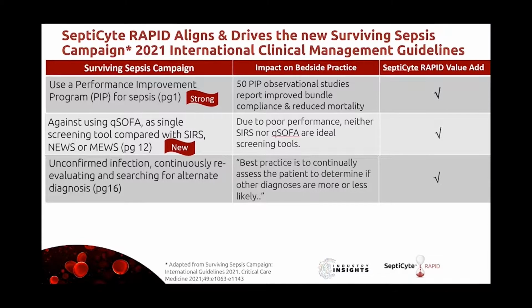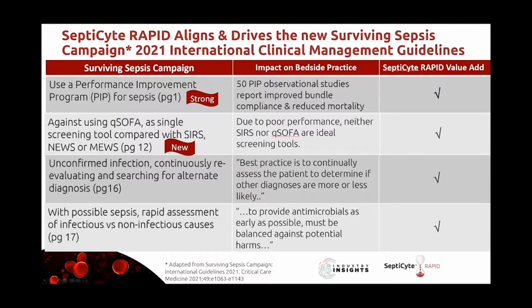The new guidelines recommend continuous reevaluation in patients with unconfirmed infections, searching for an alternate etiology of the presentation of their clinical findings. Septicide Rapid will quickly confirm the presence or absence of a systemic infectious etiology, allowing for early appropriate therapy or evaluation of the patient for a non-infectious etiology for their clinical presentation. This impacts their process with regards to antibiotic stewardship and diagnostic stewardship. Next.